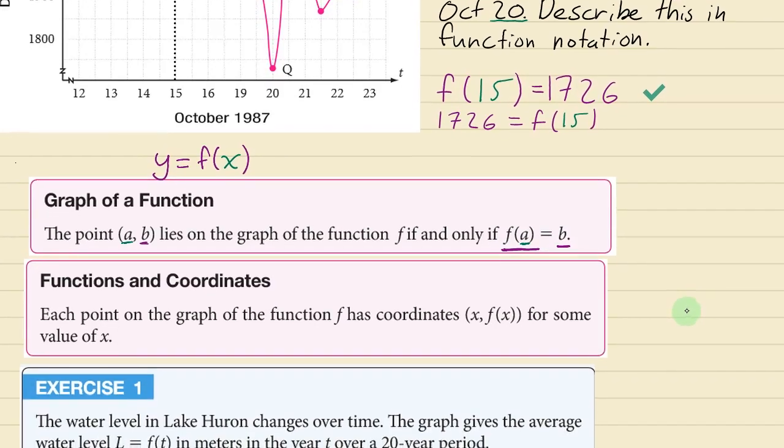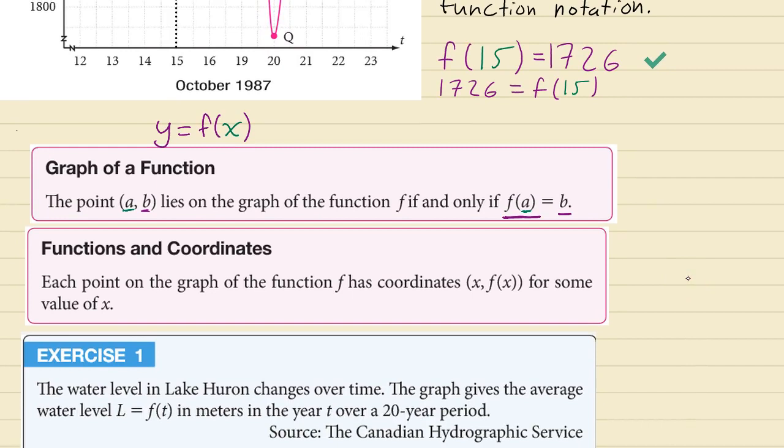So that can be looked at another way, and the book included both of these things, even though both of these are really saying the same thing.